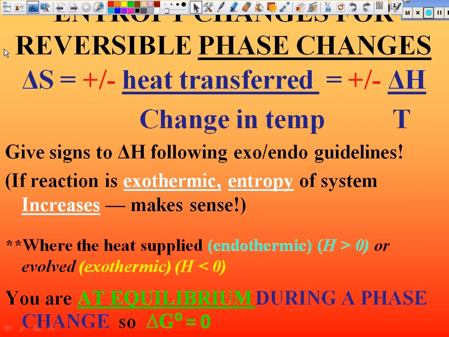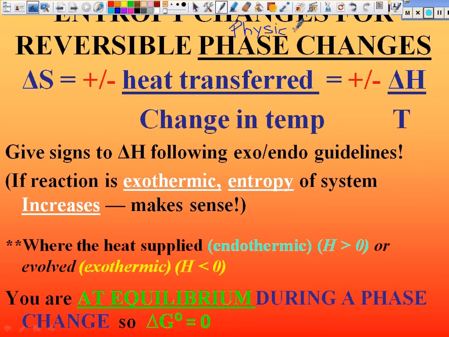Now, this is when things are going to get a little bit odd, a little bit strange. The entropy changes for reversed phase changes. Now, when we talk about phase changes, what are we referring to specifically? Physical changes. Okay, we're talking about states of matter. So we're talking about physical.